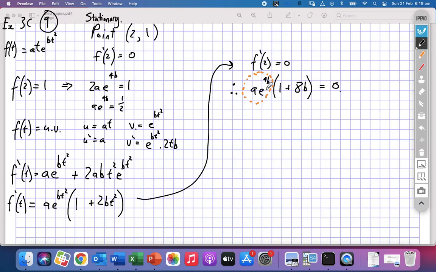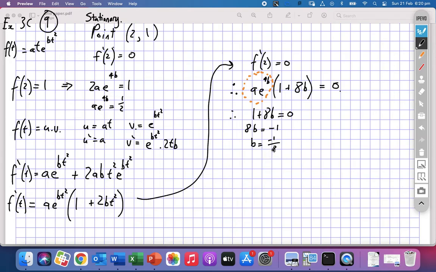But certainly whatever the b is, because it's in a power, there's no way to get 0 there, but there is a way to get a 0 here. So we could say something like, therefore 1 plus 8b has to equal 0. That will make the whole function 0. 8b will equal minus 1. b equals minus 1/8. Nice and easy.